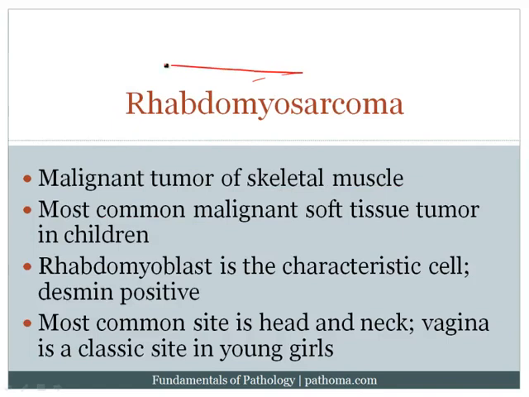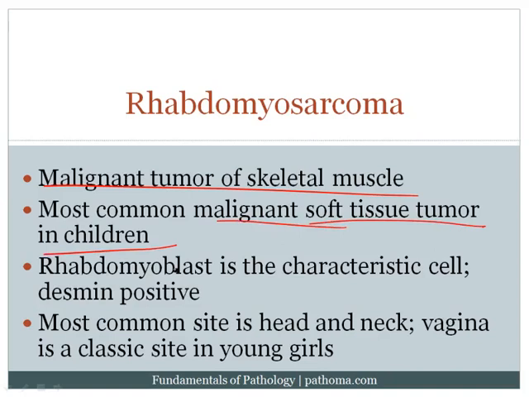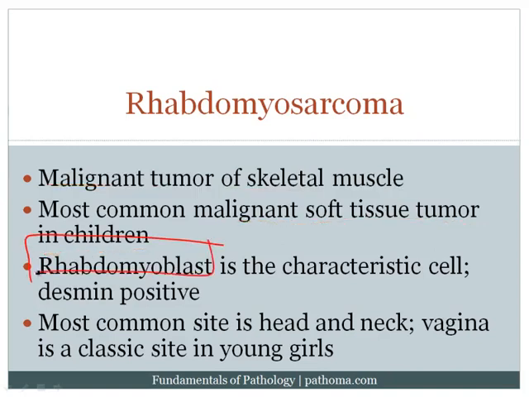Rhabdomyosarcoma, again rhabdomyo, skeletal muscle, and sarcoma, malignant mesenchymal tumor. So this is a malignant tumor of skeletal muscle. Important to know, it's the most common malignant soft tissue tumor in children. The characteristic cell is called a rhabdomyoblast. Board examiners like you to know that this cell is desmin positive.